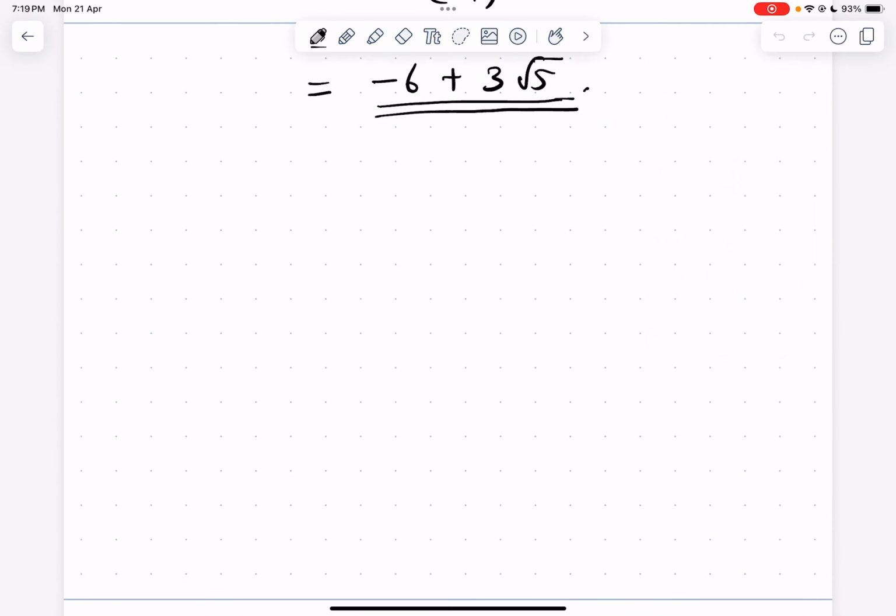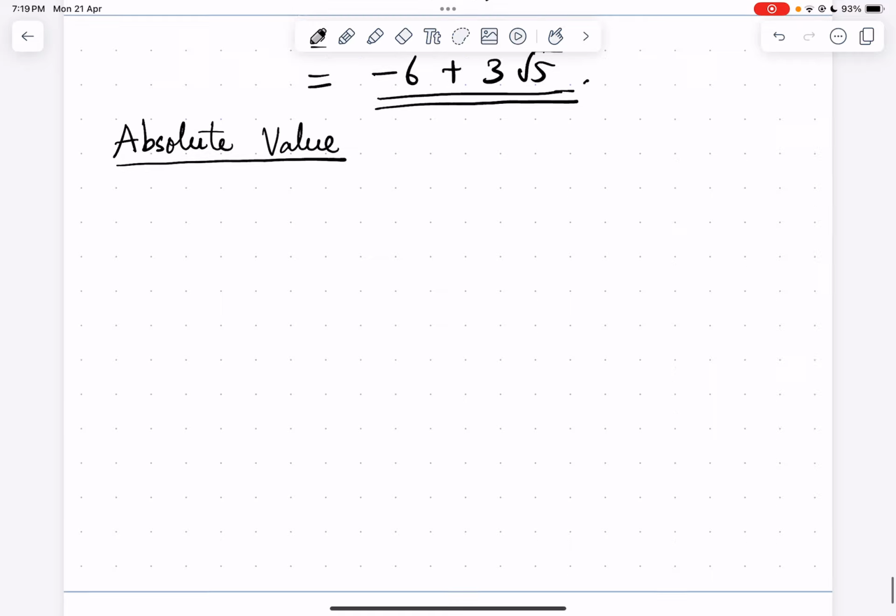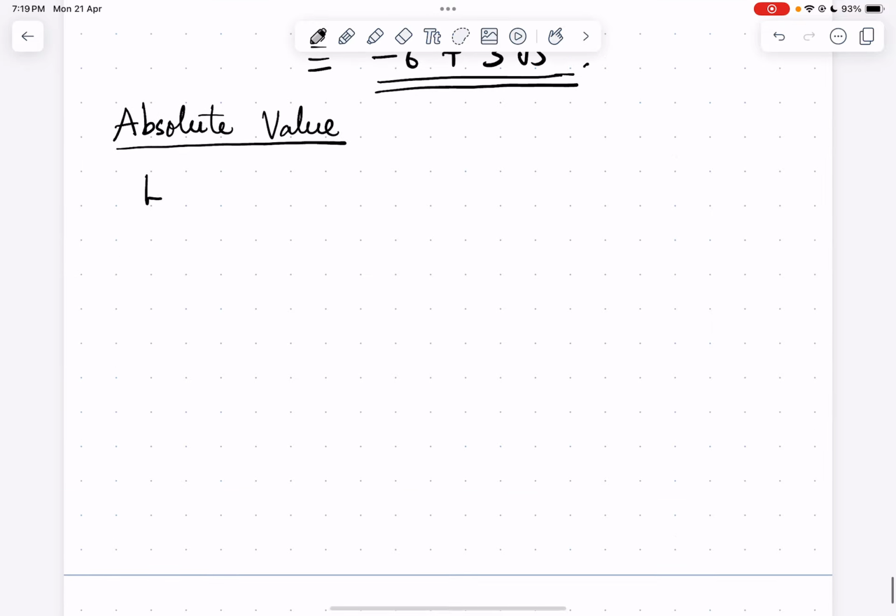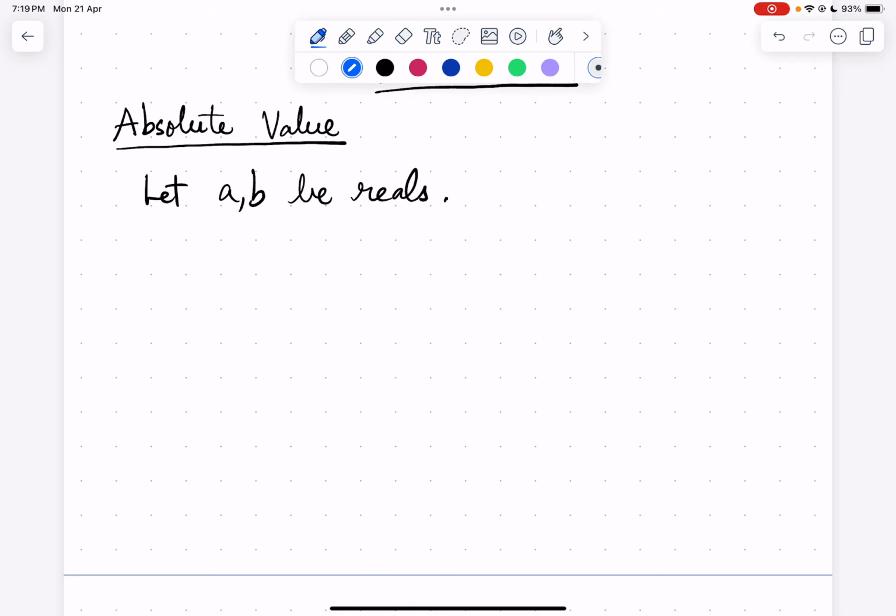Okay, let's continue. We'll study absolute values. So let A, B be reals. We can ask, what is the distance between A and B?